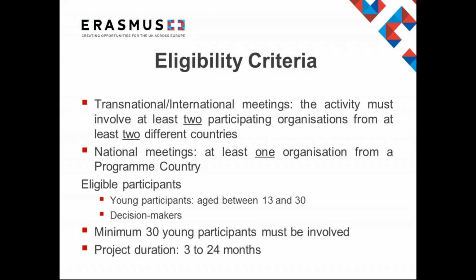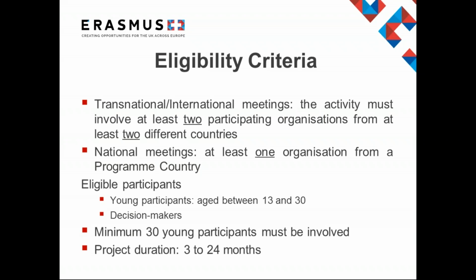There is a comprehensive list of eligibility criteria on page 197 of the programme guide, but here are some examples of things you need to be aware of which can frequently catch people out if they haven't thought about them in advance. The first of which is that transnational international meetings must involve at least 2 participating organisations from at least 2 different countries. Secondly, that national meetings, which is to say meetings taking place within a single country for a single participating organisation, must contain at least 1 organisation from a programme country.